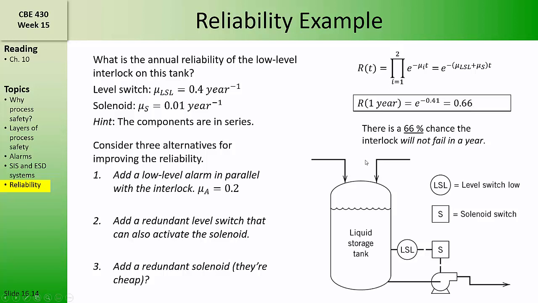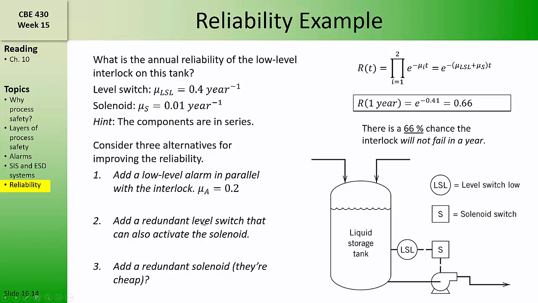So there is a 66% chance that the interlock will not fail in a year. That means that the probability of failure, P, is 34%. That is, there's a 34% chance that this system will fail in a year. That's not a very great reliability. So we probably want to try to improve the reliability in some way.